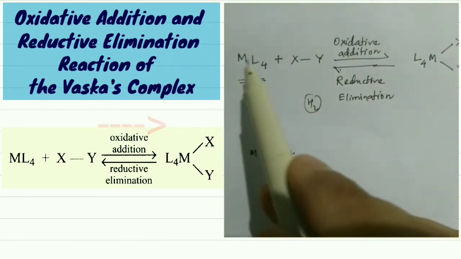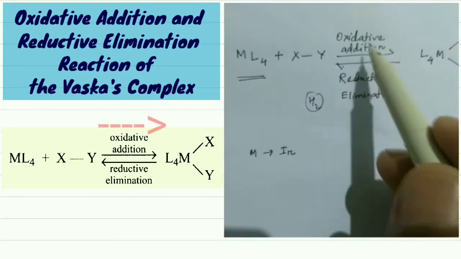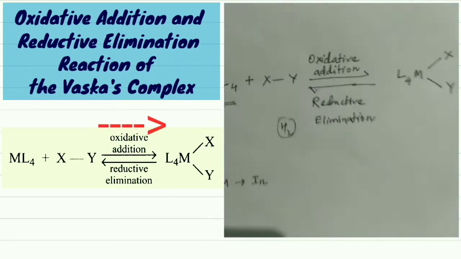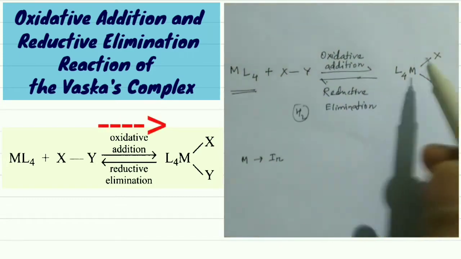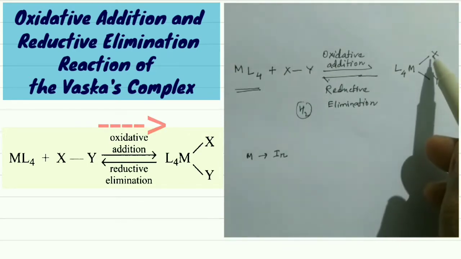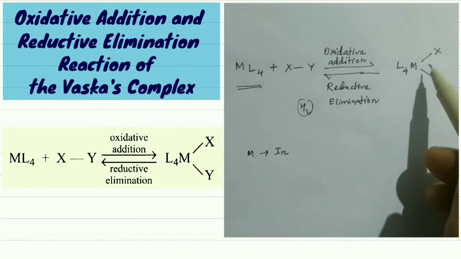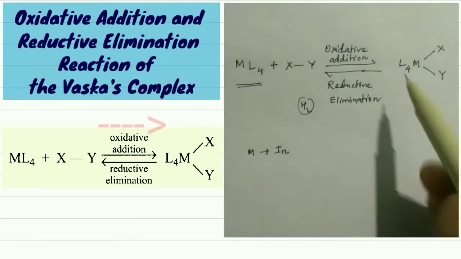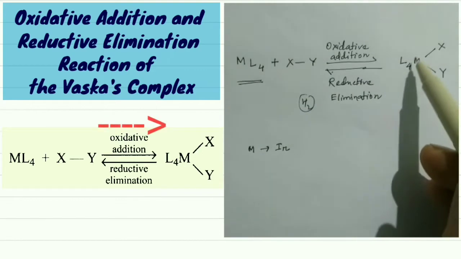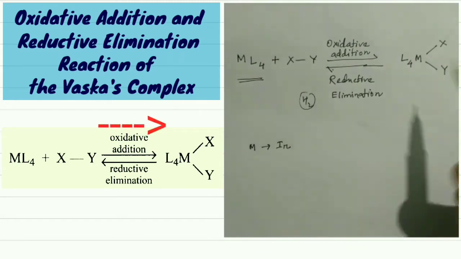So first of all, what is going to happen? Because it has the capacity to exhibit the oxidative addition reaction, the metal is going to react with this and form two bonds with X and Y. That means the coordination number is going to increase by 2. And simultaneously, when the bonds form, the oxidation state of the metal is also going to increase by 2. That means it is going to lose 2 electrons.